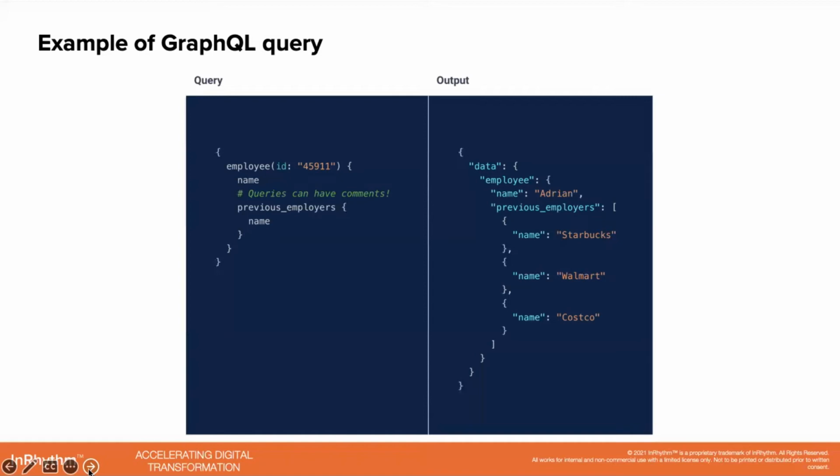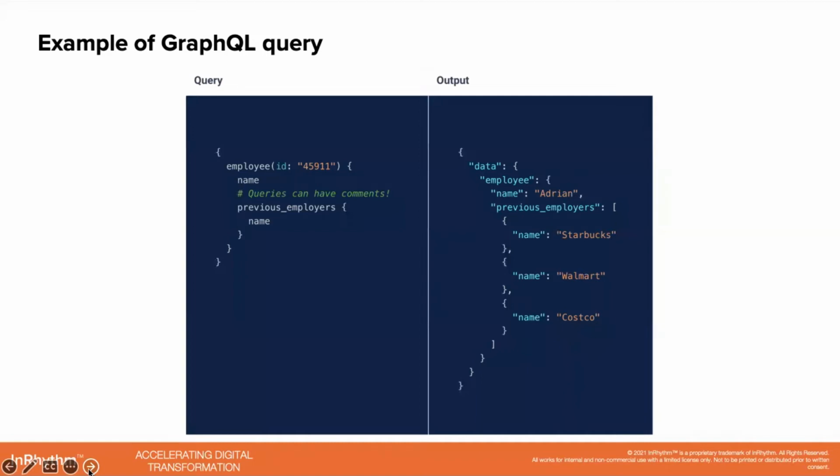On the left, you can see the query itself. Here we're fetching employee data: name and previous employers. We don't ask for anything else because we don't need it in this certain case. We just need the name, and we get only what we asked for. On the right, you can see the output, which is JSON, and it returns name and previous employers, a list of employers.